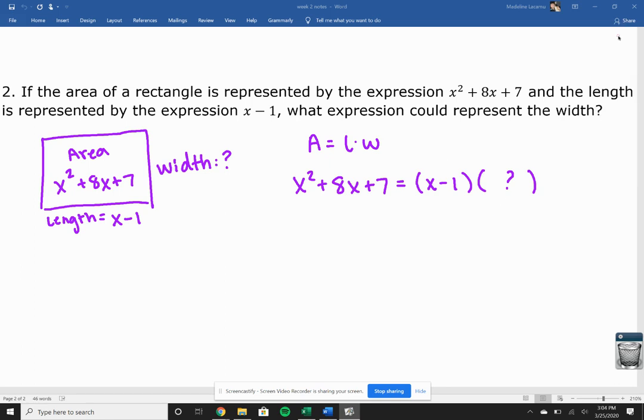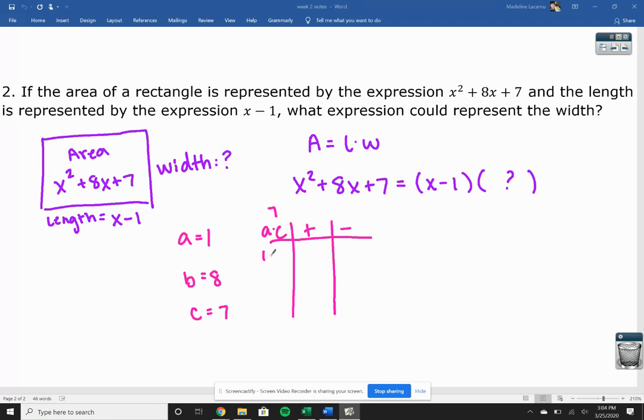So let's do this like normal. Our A value is going to be 1, B is going to be 8, C is going to be 7. Make the chart. A times C is 7, so that's 1 times 7, and that's it. Those are our only factors. You add, you get 8, subtract, you get 6. And of course, we were looking for 8, which means I'm going to use a 7 and a 1.